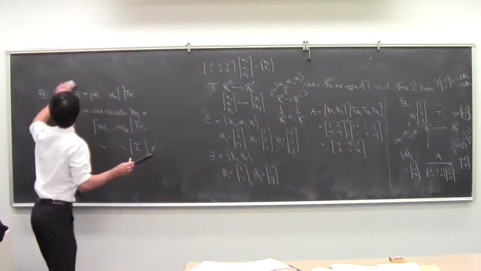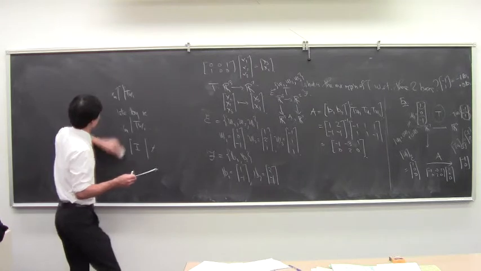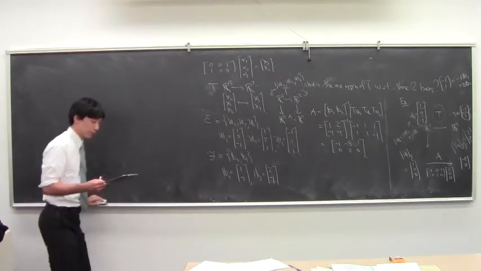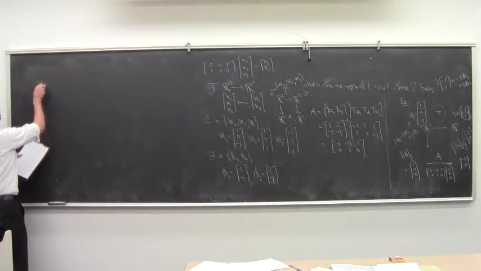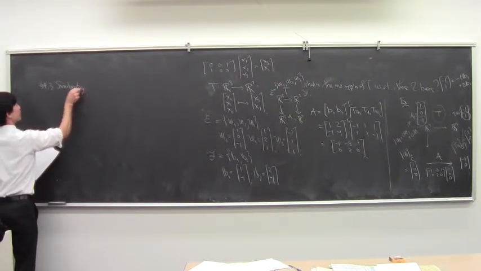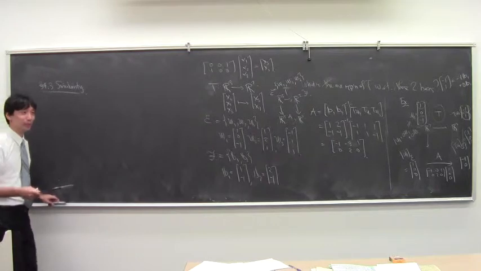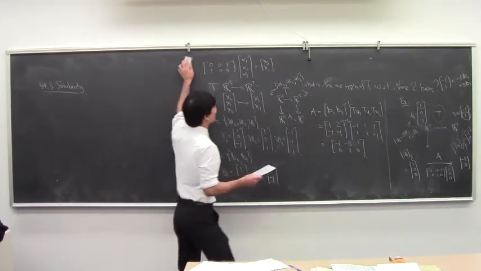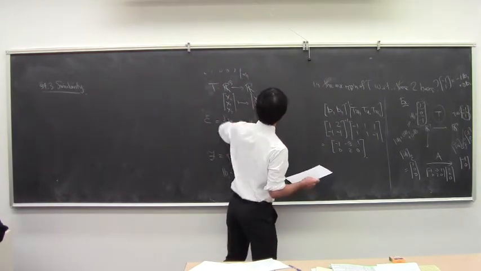Okay, and that leads us into the next section, 4.3, which is called similarity. So we finally escaped 4.2 after I don't know how many lectures. 5 lectures? 4 lectures? It was long.